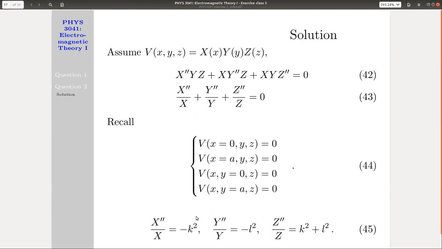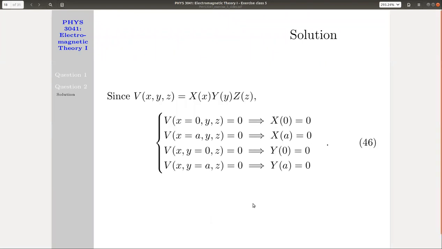And then because we have set the ratio here to be minus k squared and the ratio of the y here to be minus l squared, then the ratio of c prime prime and z here, in order to satisfy the equation for these three, has to be k squared plus l squared.